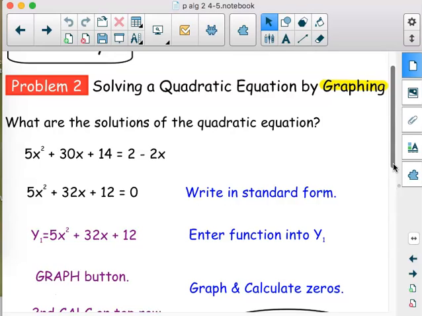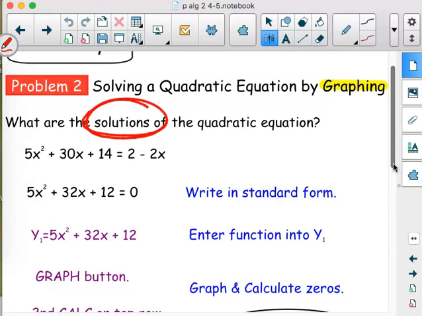Sometimes we get zeros that are like the square root of 2 and the negative square root of 2, and they're just ugly. And so we may use a calculator to figure out what that number is instead of trying to figure it out because it can't factor. So we're going to solve a quadratic equation by graphing. And it says, what are the solutions of the quadratic equation? Again, if we see solve or solutions, we need to think zeros. I have to find the zeros.